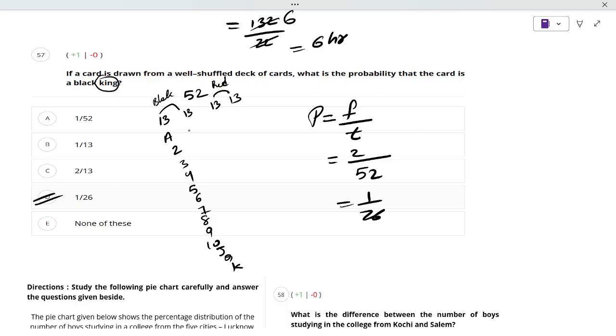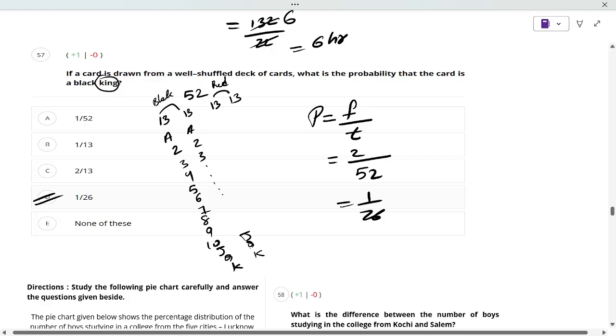I'm repeating it again. We have here A, 2, 3 and so on, 4, 5, 6, 7, 8, 9, 10 till Jack, Queen and King. The red, the same thing. Now they're asking us to find the black king. So we have only 2 black kings. Right. So we have 2 for the favorable outcome divided by total, which is 52 cards in a well shuffled deck of cards. Next one.